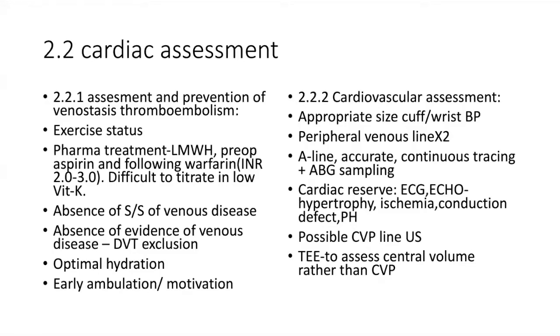A-line, usually we are not doing A-line for bariatric surgery, but those patients needing ABG sampling, A-line is given. This is accurate and continuous tracing of blood pressure. We have to assess the cardiac reserve, assessing ECG, echo, to rule out hypertrophy or extent of hypertrophy, rule out ischemia and conduction defect and pulmonary hypertension.